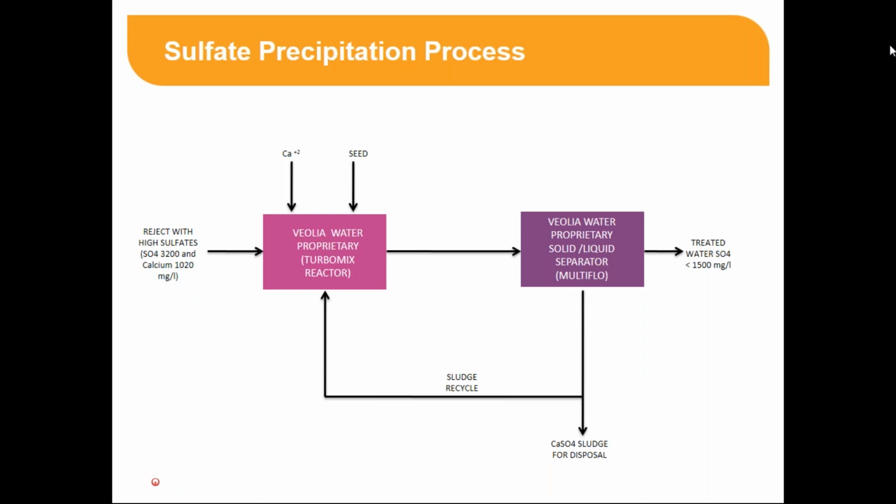The feed, after the NF, had around 3200 milligram per liter sulfates and calcium around 1000 milligram per liter. And the effluent after our first stage desaturation process had sulfates of less than 1500 to 2000 milligram per liter.